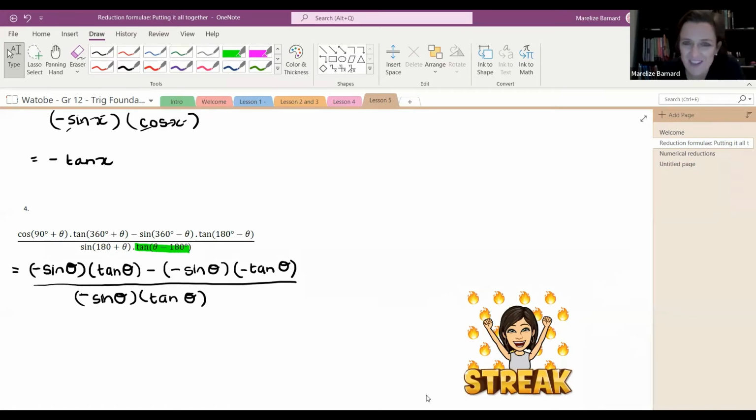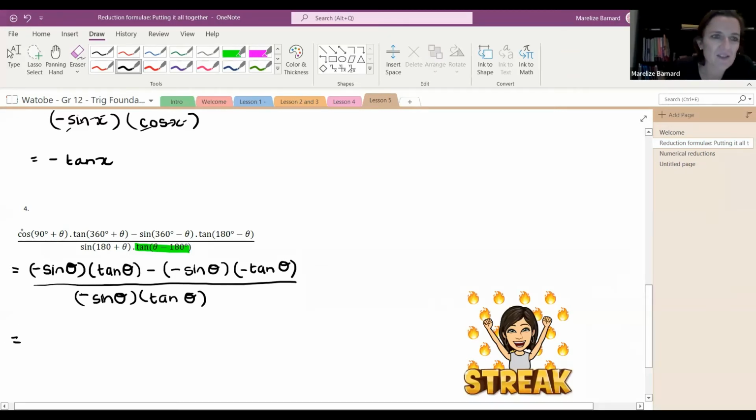Okay, so everyone's getting some answers, but it's all different, it seems. Okay, I'm going to finish it. Let me talk through each one of these. So cos 90 plus theta is going to change to sine theta. We make it negative because 90 plus theta is the second quadrant. Cos in that quadrant is negative, so that's why it's a negative sign.